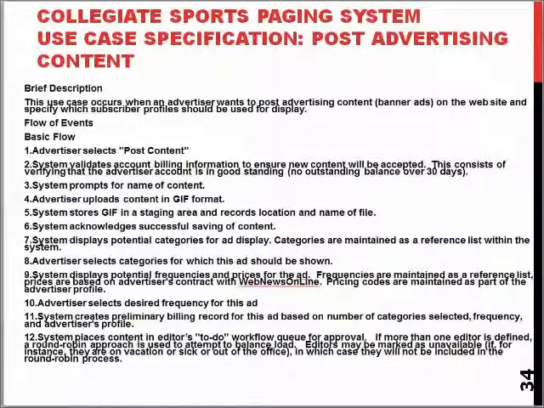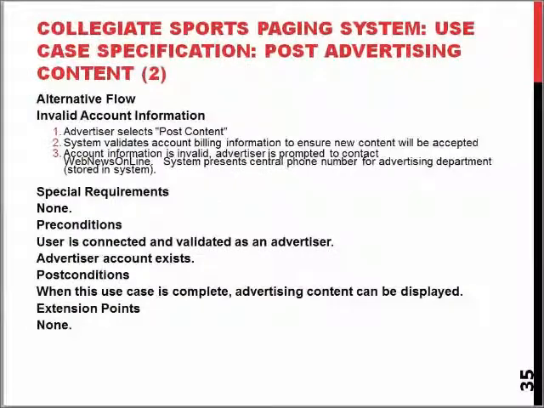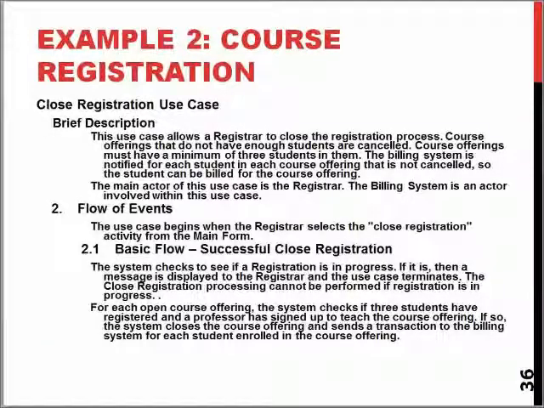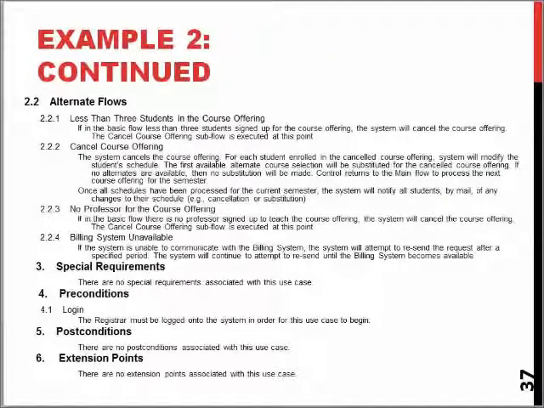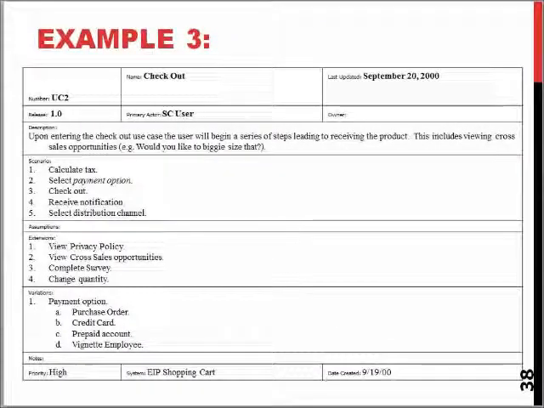There's an example of what happens: step-by-step activities, a brief description, and also later on alternative flows, for example invalid account information, other things, special requirements, preconditions, postconditions, and if there would be some extension points or other things, then of course they would be put there also. Other use cases, if someone decides to close their registration, are different examples of how use cases are described, and a third example which uses sort of a form approach.